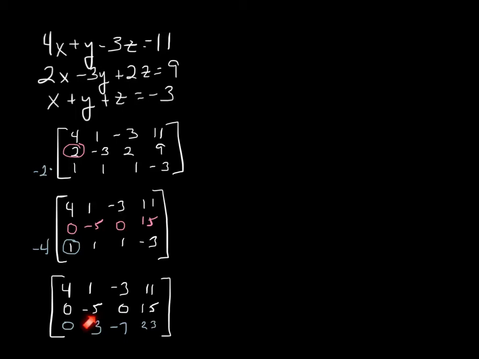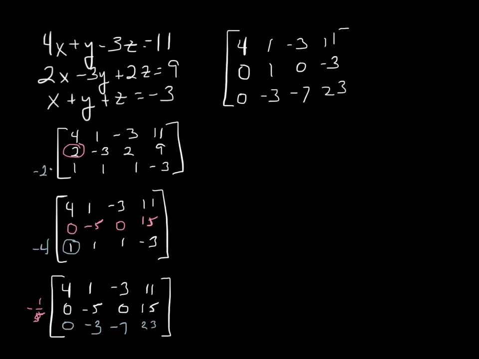Now notice this row here, we've got a negative 5 and a 15. Why don't we just simplify that right now? I'm going to multiply this row by negative 1/5. That's a 5 down there. And that gives us 0, 1, 0, negative 3.